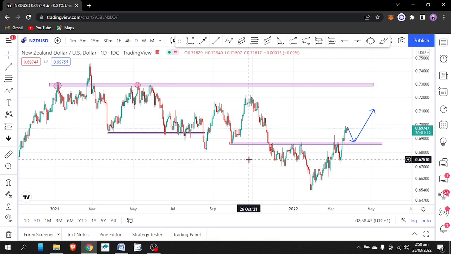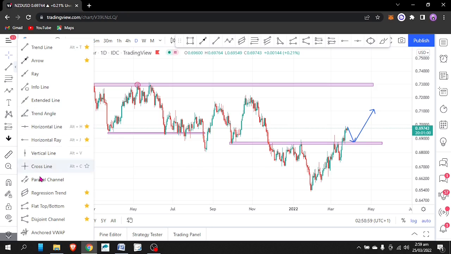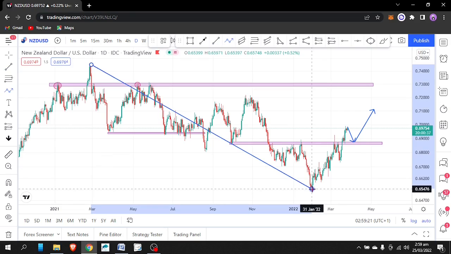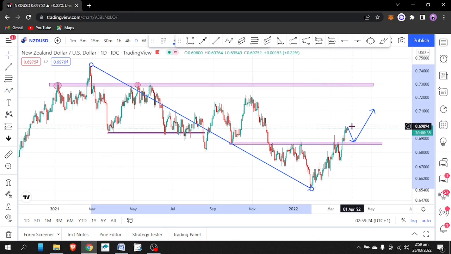Now if you want to draw your linear support and resistance, you can simply use this trend line tool here. You have all the tools here, and you can choose whichever one you want, and you can use this trend line. Now if I take a look at this chart, I discover that this chart in general has been bearish from this zone. Price dropped to this place before going back up.